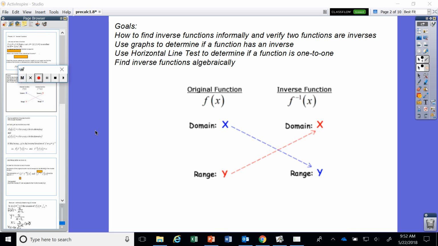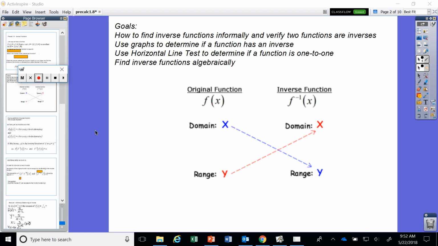All right, ladies and gentlemen, in this video, we are opening up our discussion on inverse functions. The goals are how to find inverse functions informally and verify two functions are inverses. We're going to graph to determine if a function has an inverse. We're going to use what we call the horizontal line test to determine if a function is one-to-one, and then we're also going to find the inverse functions algebraically over the next few videos. So let's take a look here.